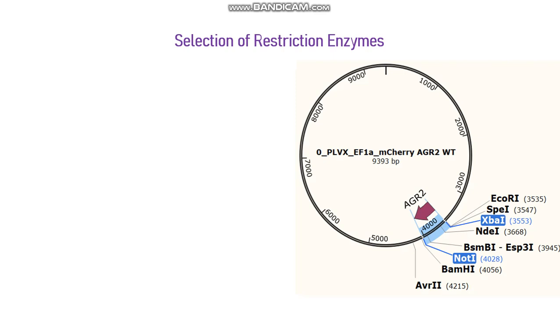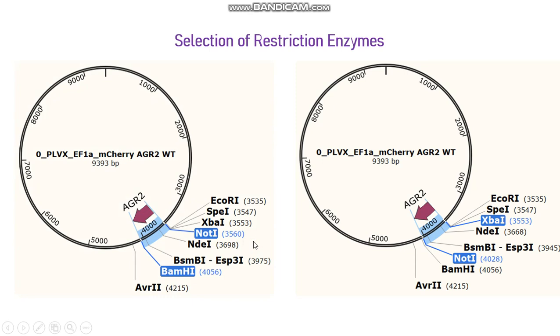So here is another example. If you see here, then it will be more clear. Here is the AGR2 fragment I inserted here. For that, I selected the XBA1 and NOT1 restriction enzymes. But if I move this fragment a little bit downstream, then obviously I need to choose two different restriction enzymes: NOT1 and BAMH1.